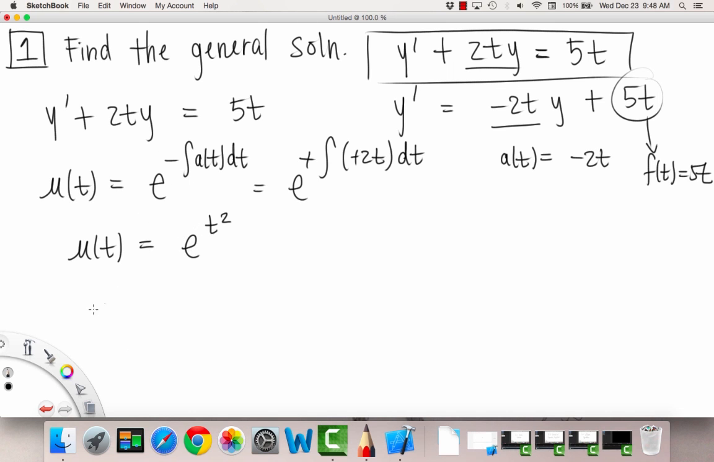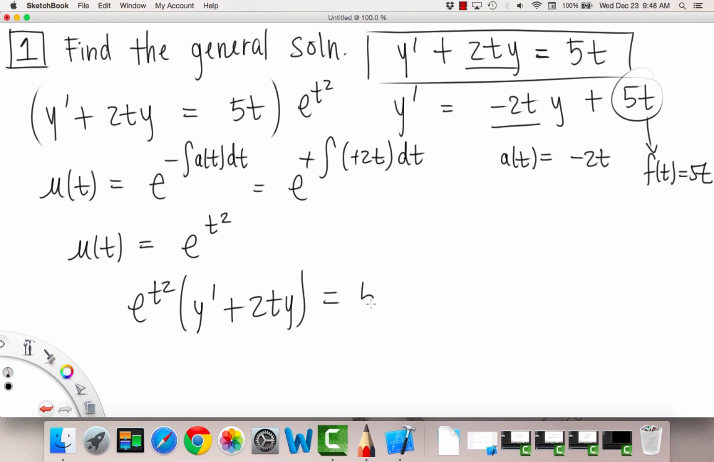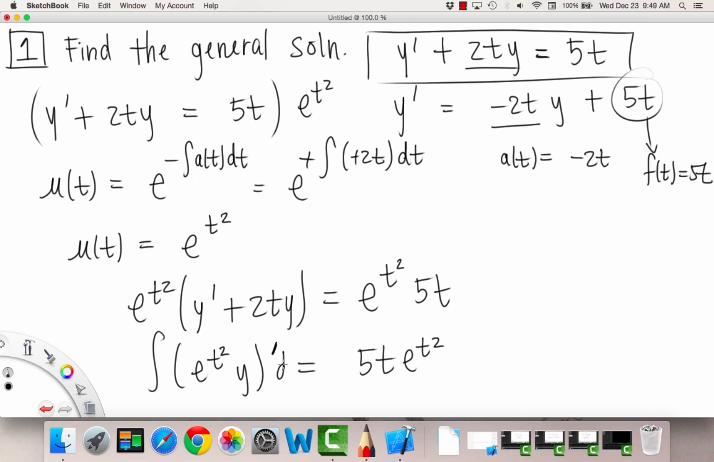Once we have that, we can multiply it on both sides of our equation. So e to the t squared, our integrating factor, times y prime plus 2ty is equal to e to the t squared times 5t. On the left side, this consolidates into e to the t squared times y, all differentiated, so prime. On the right side, we have 5t times e to the t squared. And now we're just going to integrate with respect to t on both sides.